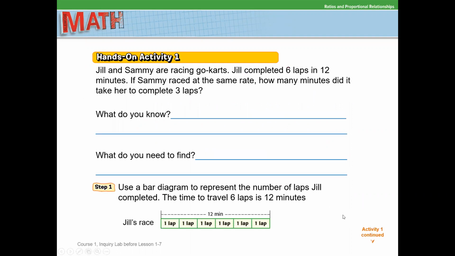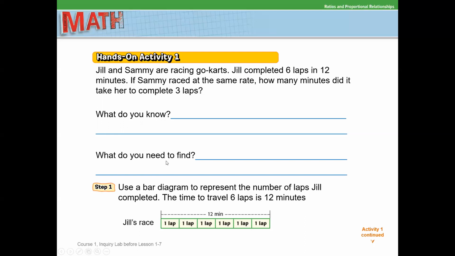Jill and Sammy are racing go-karts. Jill completed 6 laps in 12 minutes. If Sammy raced at the same rate, how many minutes did it take her to complete 3 laps? What do you know? Well, we know that Jill did 6 laps in 12 minutes, and Sammy did the same rate. How many minutes did it take her to do 3 laps? So half as many laps.